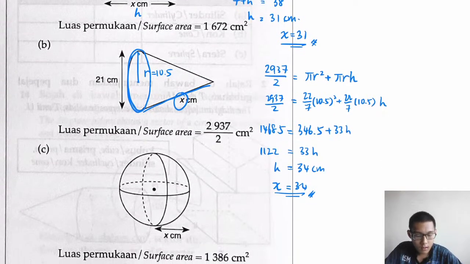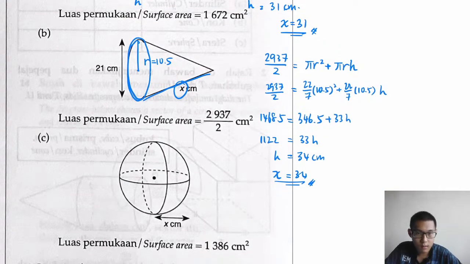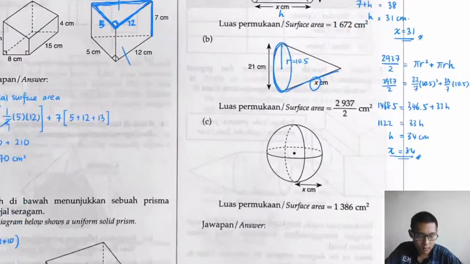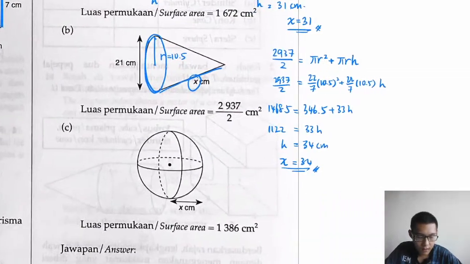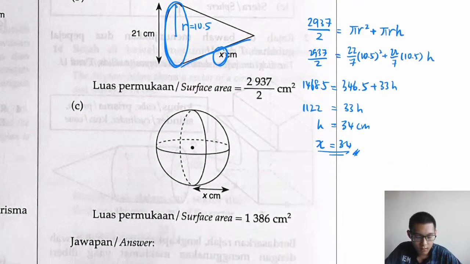Okay, I don't want to substitute the x first because I'm scared sometimes I get confused about what is x. So I just get the final answer. Where x is the height, I substitute again, x equals 34.